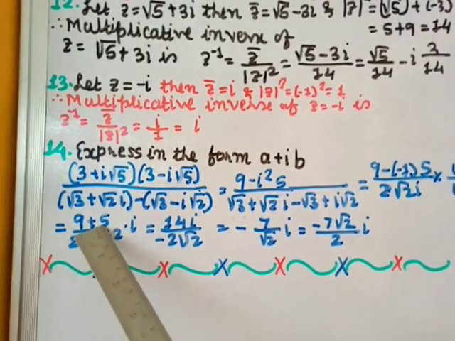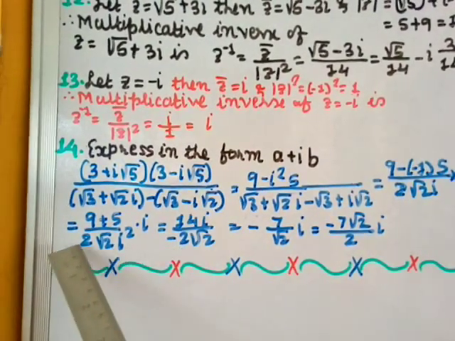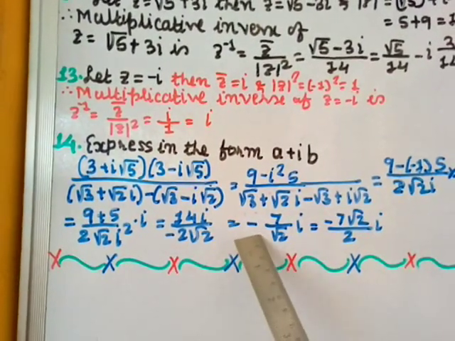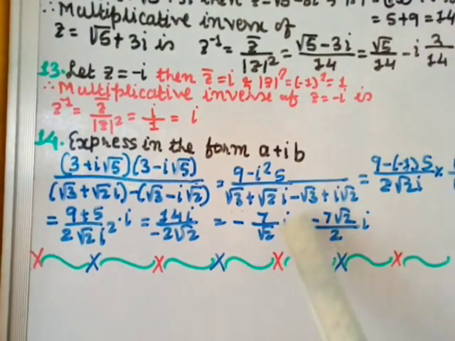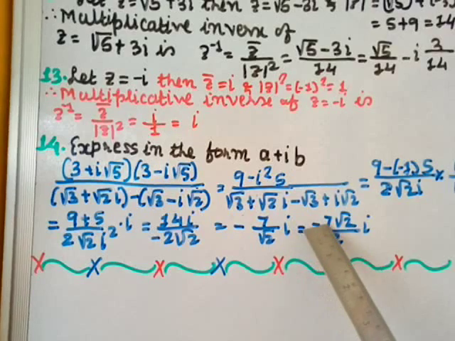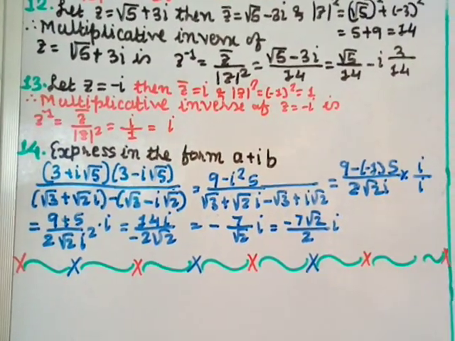Okay, 9 plus 5 is 14, 2 root 2 I square value you know minus 1, so I put minus 1, I write minus here. Okay, you can cut here, right? So when you cut by 2, you get here minus 7 by root 2I. Now multiply and divide by root 2, so you get, just rationalizing. Okay, so minus 7 root 2 into root 2 is 2I. So that is the solution for question number 14.